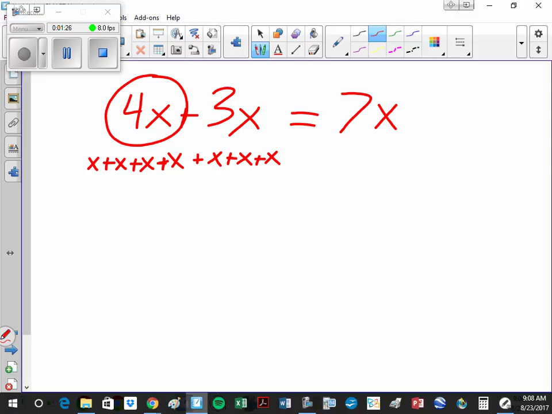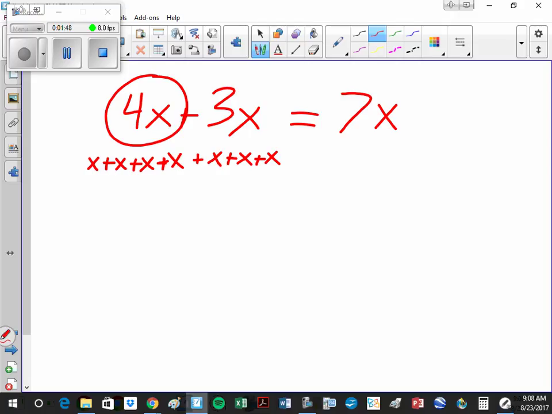So whenever I add variables, all I'm doing is counting how many there are. So I count this 1, 2, 3, 4, 5, 6, 7, 7x. It's not x squared because, like Dewey said, we don't have any x squareds. All we have are x's.